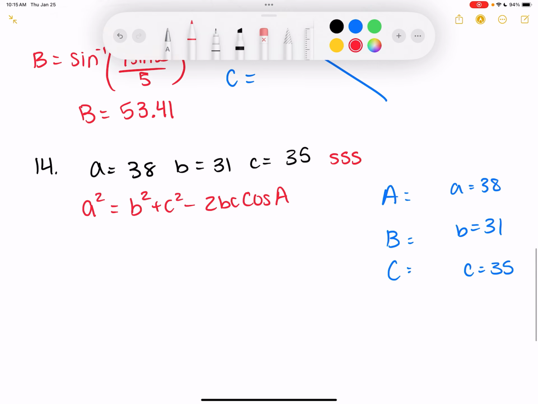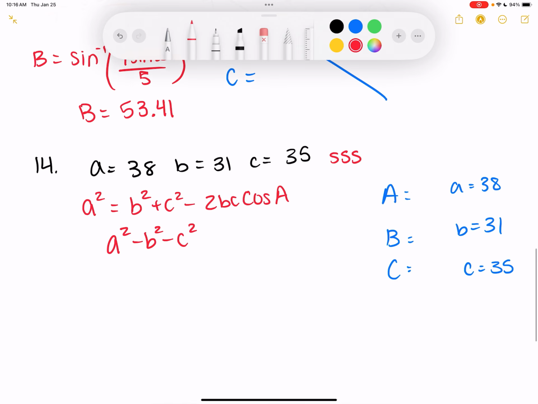All right, so we would subtract B squared and C squared. So A squared minus B squared minus C squared. Now I have this and I need to get the cosine of A by itself. So I'm ultimately getting A by itself. So I'm going to divide by this negative 2BC.